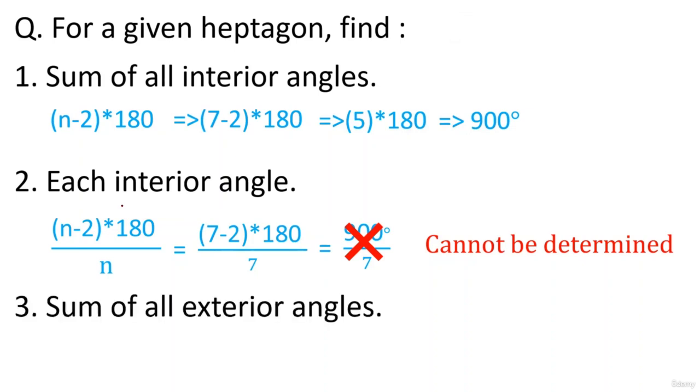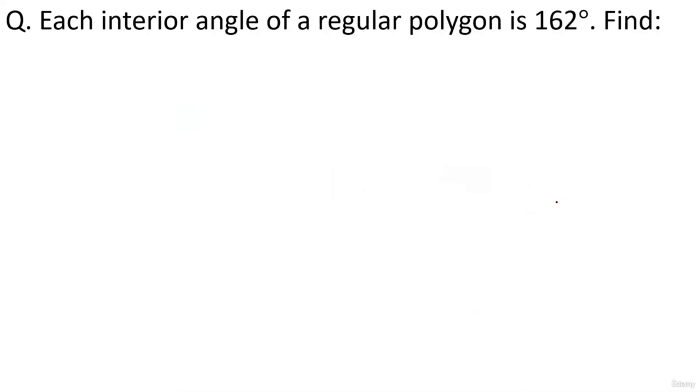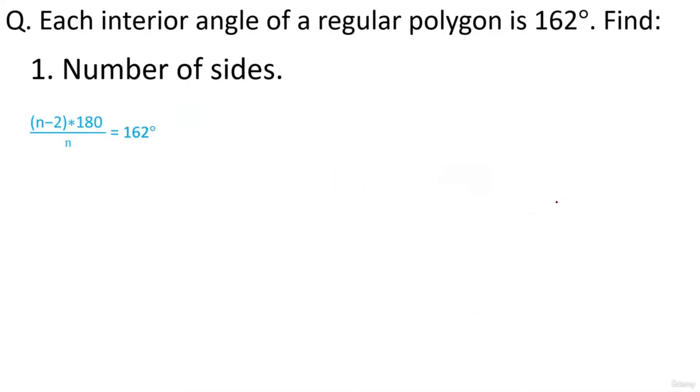The next or the last question in this lot is sum of all the exterior angles. We know for any n-sided convex polygon, sum of all the exterior angles is 360 degrees. That's the answer. Now, each interior angle of a regular polygon is 162 degrees. Find number of sides. Okay, very simple. We saw the formula previously. (n minus 2) into 180 divided by n, that should be equal to 162 degrees, the measure of each interior angle.